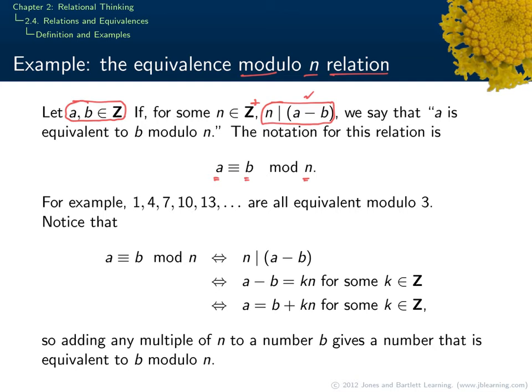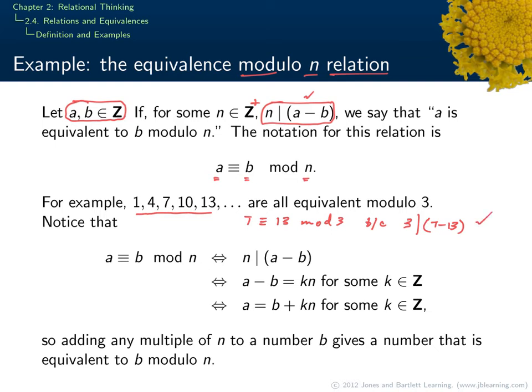So for example, we have this giant list of numbers here, right? 1, 4, 7, 10, 13, etc. Any two numbers in that list are equivalent modulo 3. So why should that be true? Well, we assert, for instance, that 7 is equivalent to 13 modulo 3 because if I take 7 minus 13, that number is divisible by 3. Right? 7 minus 13 is minus 6, and that's divisible by 3.